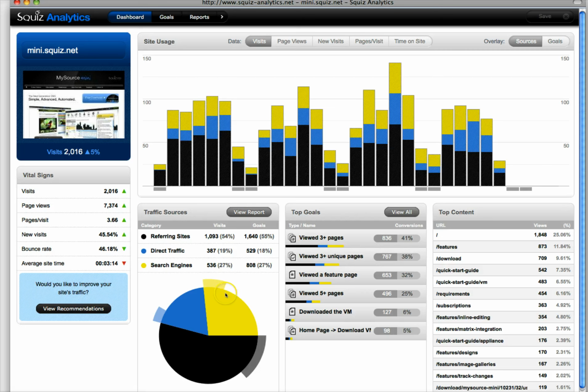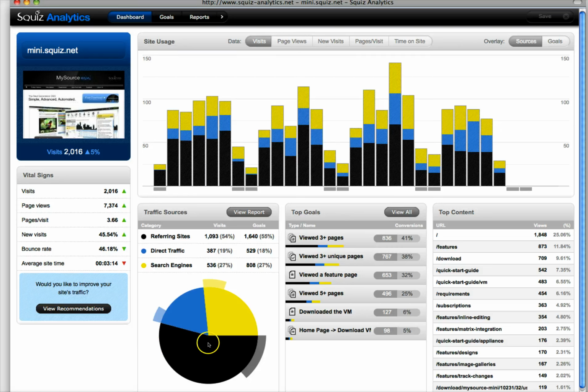We have a display in terms of referring site, direct traffic, and search engines used, and this is a little pie chart here that gives us both the number and the percent. And then we have bar charts that give us the usage over time in a time series. And then as we look in our goals section, viewed 3+ pages, viewed 3+ unique pages, etc., it gives us a readout on each of those KPIs. So this is an interesting view of the website, and it highlights the key summary here, and then we get the details here.